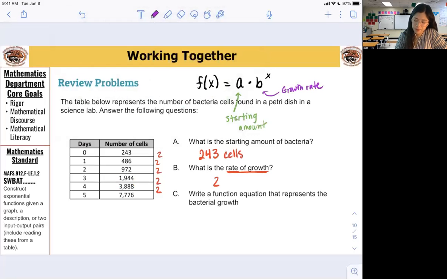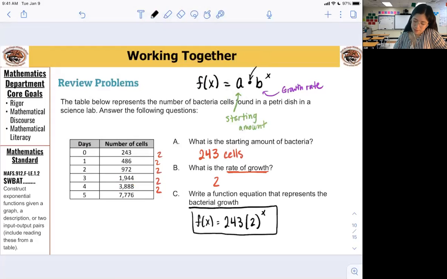So who can write my equation? What's it going to be? F of x equals 243 minus 2 to the power of x. Good, except we're not minusing. What's that? Multiplied by. Multiplying, yeah. Times 2 to the power of x. That is it.